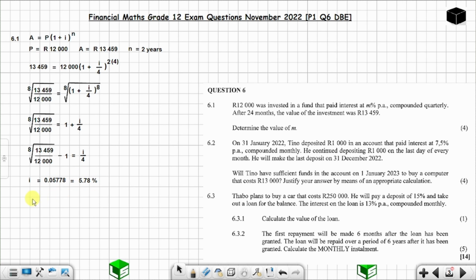So M is equal to 5.78, because you have this in percent. M percent. So M is equal to 5.78. This is the final answer to question 6.1.